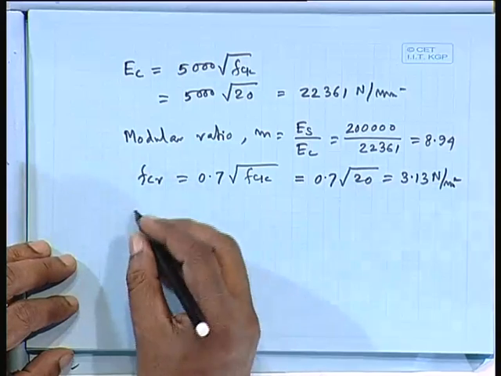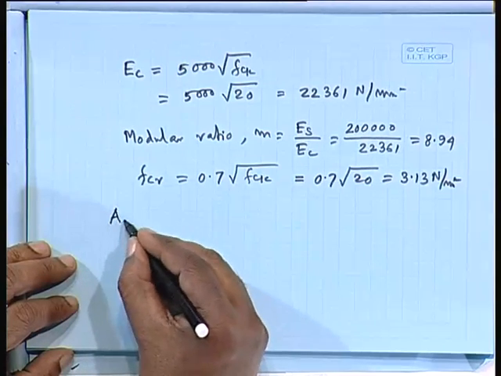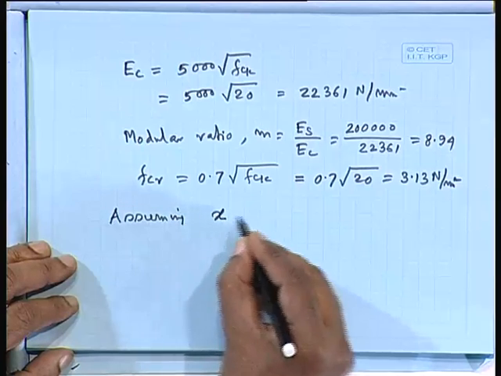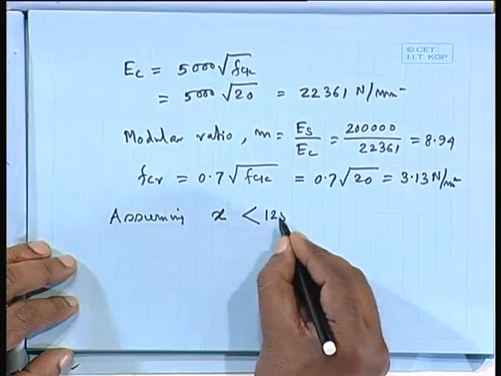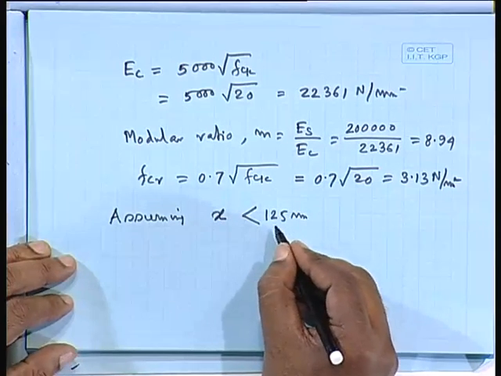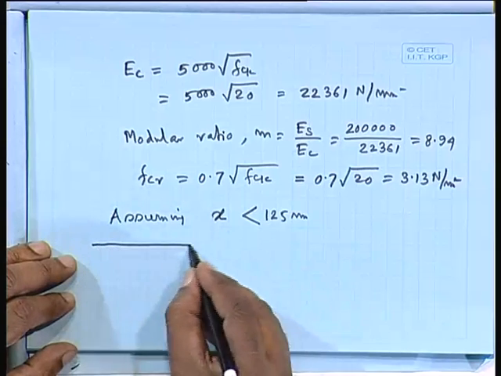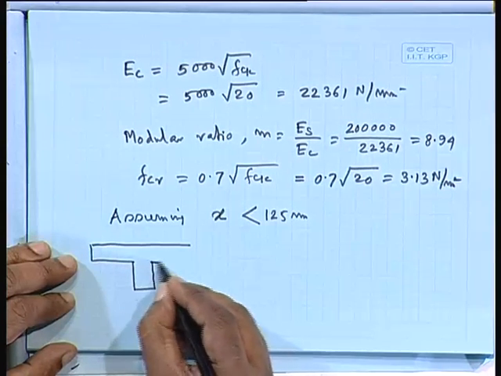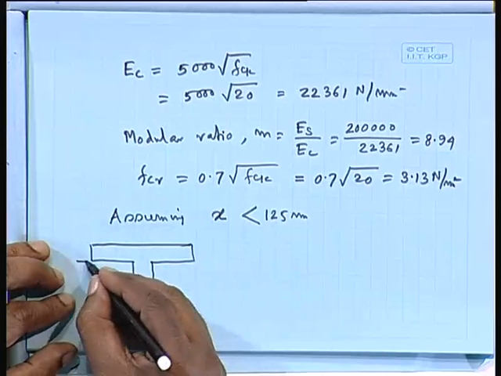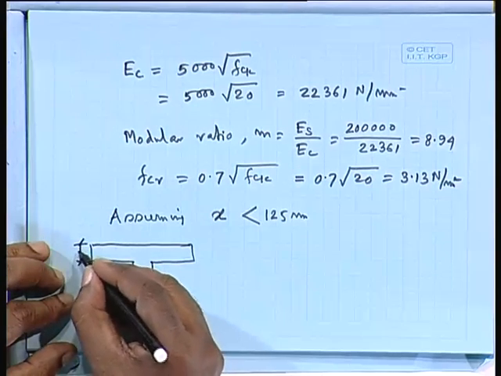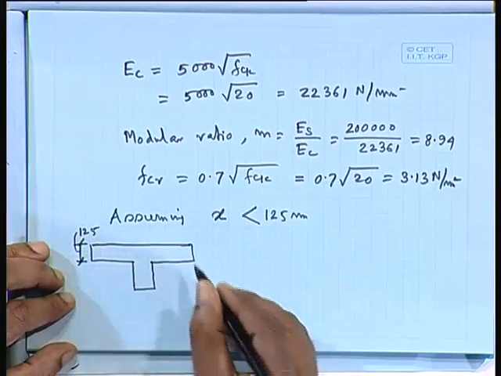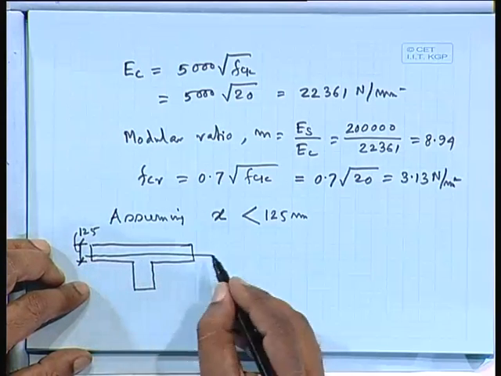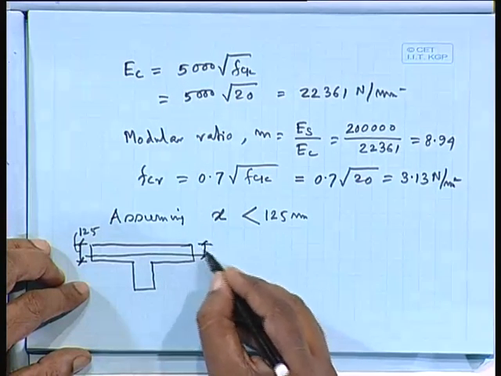Let us assume x is less than 125 millimeter. I mean to say that your neutral axis will be within your flange, then our problem will be easier. So, this is your 125, that is the slab, or depth of the flange. So, neutral axis may be somewhere here. So, this is your x.